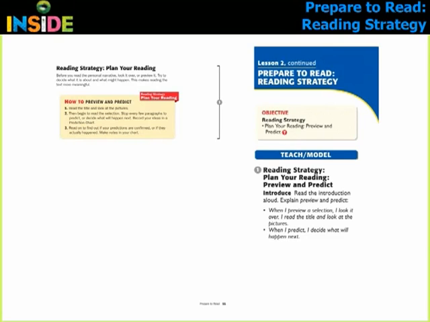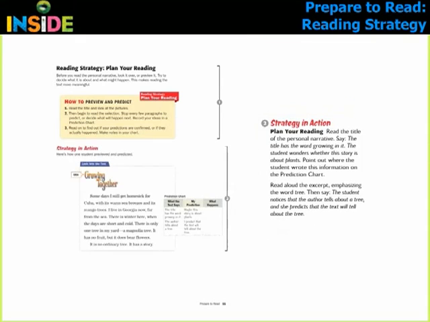Following the key vocabulary instruction, the next part of the Prepare to Read lesson focuses on the reading strategy. In step 1, we explicitly teach one aspect of the reading strategy. In this case, planning your reading. In step 2, strategy and action, students will actually look into the text, the very text they're about to read, to bring the strategy to life. In other words, we use the text to teach the text.